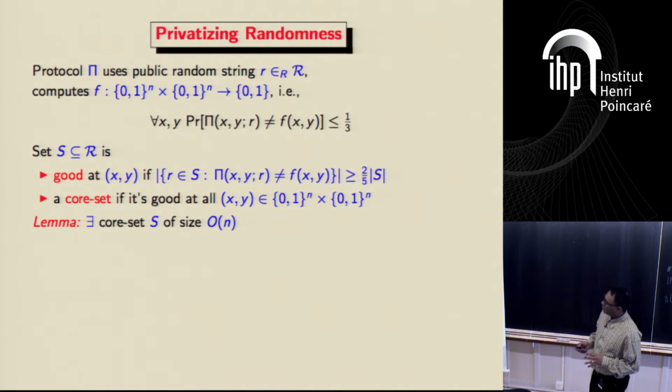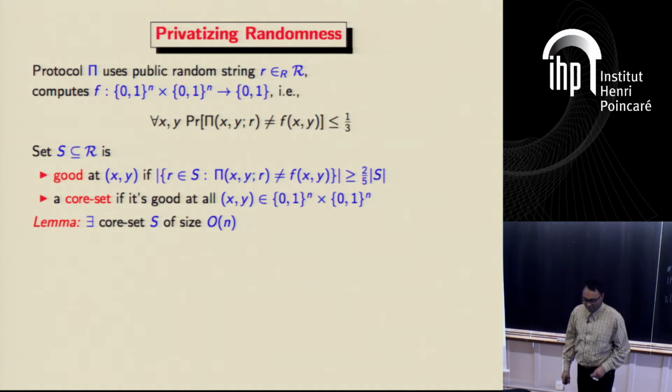For example, in the previous public coin protocol that I showed you, the random string being used was of length 2n. So this would be the set of all strings of length 2n. Now we're going to consider much smaller subsets of R. We'll see how much smaller in a moment. But a subset of R will be called a core set if the following thing happens. Another term for this would be a representative sample with respect to what we're using R for.